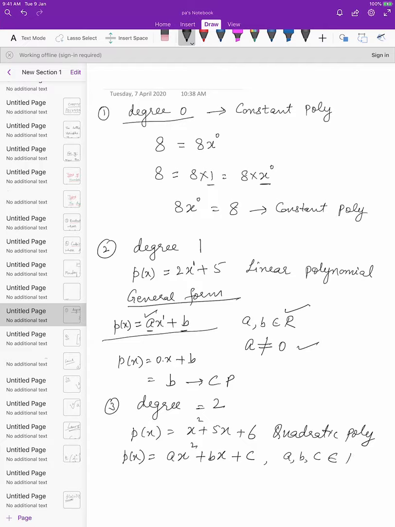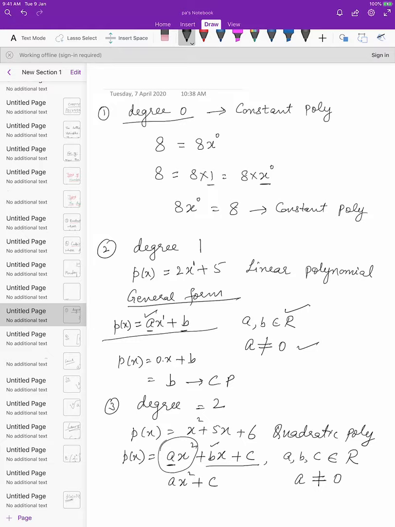They are all real numbers, but what is the condition on a? It can be any other real number, but it cannot be equal to 0, because the moment the coefficient of x square reduces to 0, this term will vanish and we will be left with only a linear polynomial. On the other hand, if a is not 0 but suppose b is 0, it will still remain a quadratic polynomial.